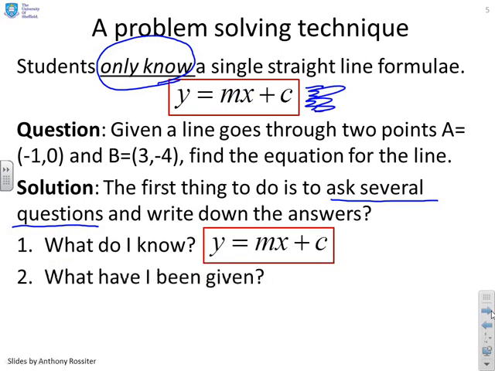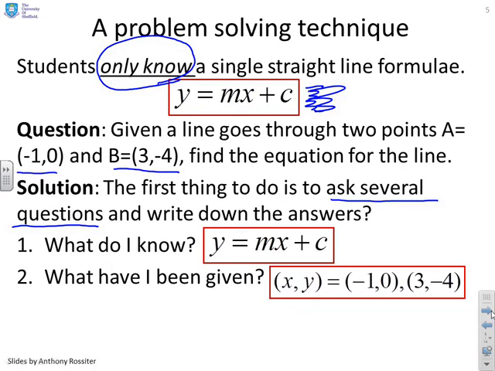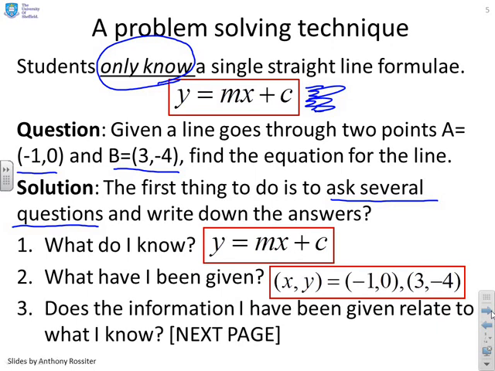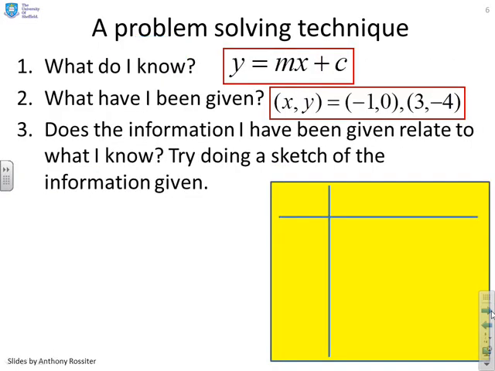There we go. Next, what information have I been given? You've been given 2 points that line goes through. So write that down. There's my 2 points. And then, does the information I've been given relate to what I know? So you're asking a question whether these two pieces of information are actually linked in some sense. So here's an example. What do I know? y equals mx plus c. What have I been given?